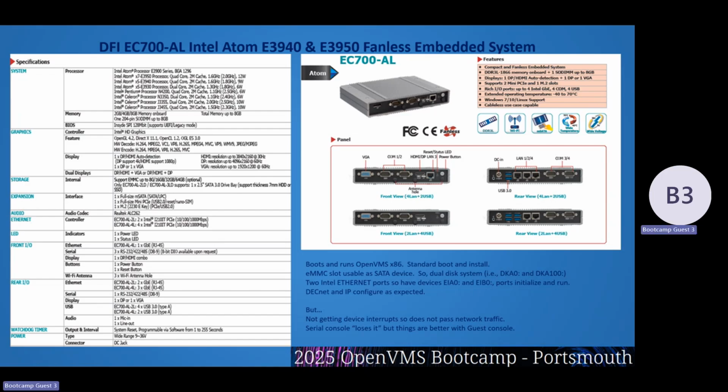This board boots and runs VMS. You hook your distribution kit up to it, and you'll eventually get to the menu. It has inside both a SATA connection as well as a slot for an eMMC card. You can take that eMMC card, configure it, and connect it to the SATA controller. So this will be a 2-disk DKA0, DKA100 system.